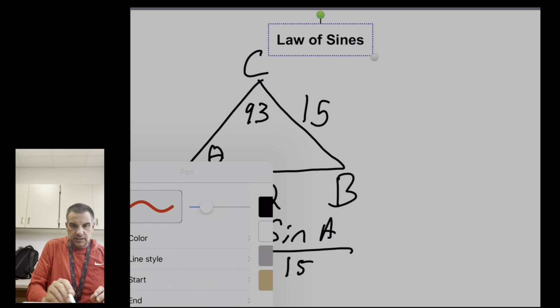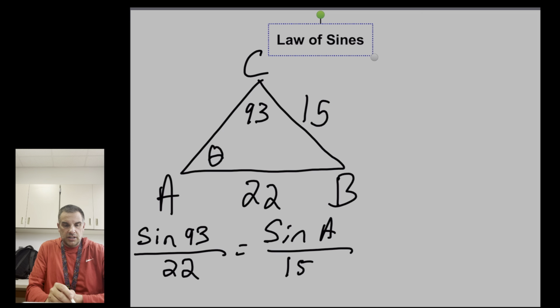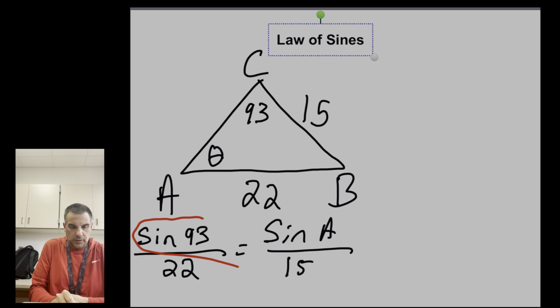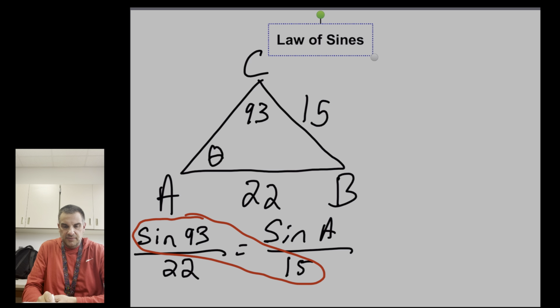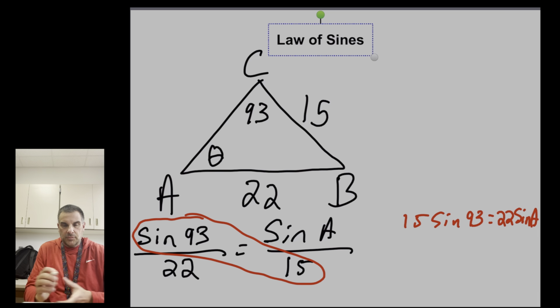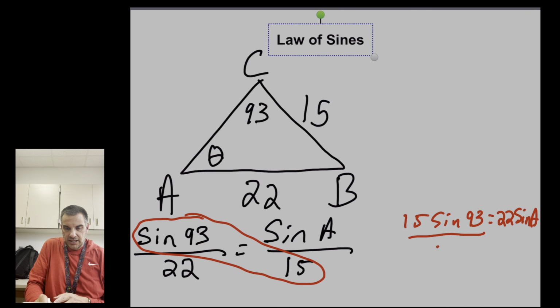The way we solve these is by cross multiplication. So we take 15 times the sine of 93, and that equals 22 times the sine of A. Cross multiply. We need to find the sine, so we divide each side by 22.